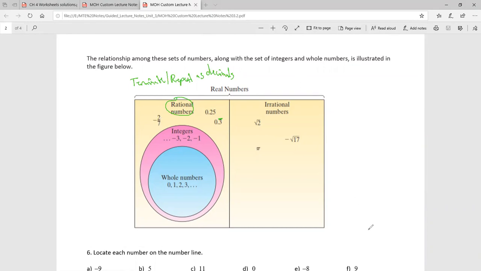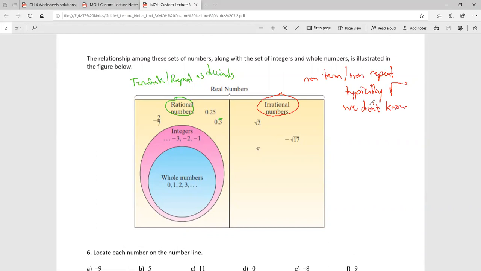The irrational numbers, let me switch my color. Your irrational numbers means they are non-terminating, non-repeating. Typically, square roots, we don't know.